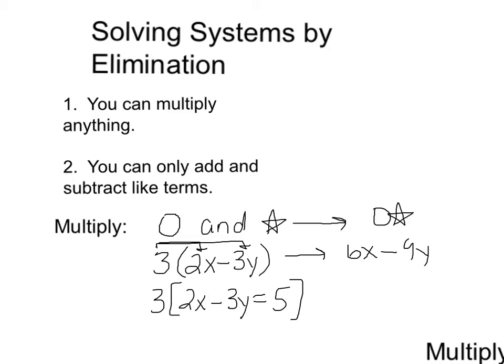I can also take an entire equation times 3. Remember, you can multiply anything you want. So that means I'm going to take everything times 3. So I would form a new equation: 6x minus 9y equals 15. And that would be a new equation that I would have to work with. So you can multiply anything together. You can only add and subtract like terms. And we're going to use that concept as we go through the rest of this semester.